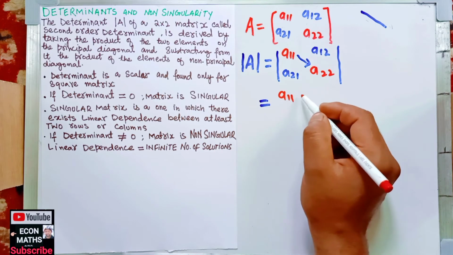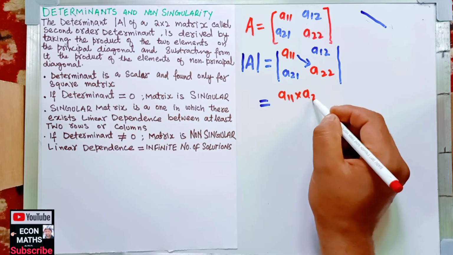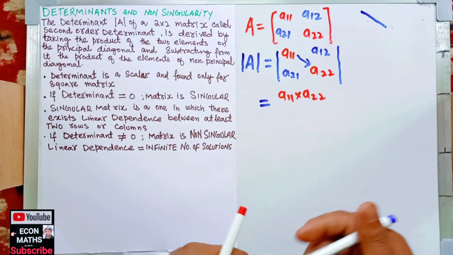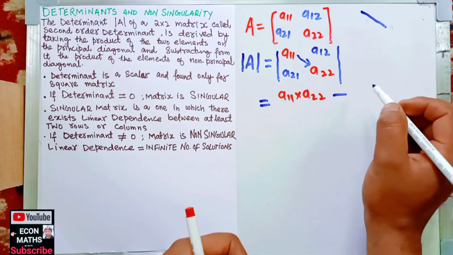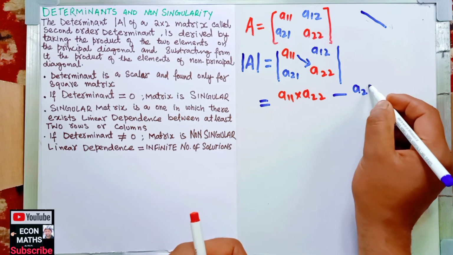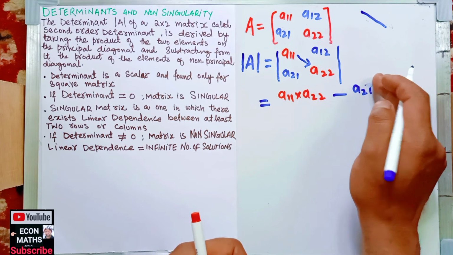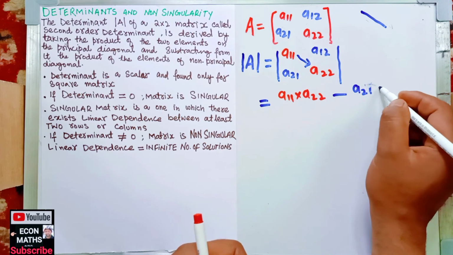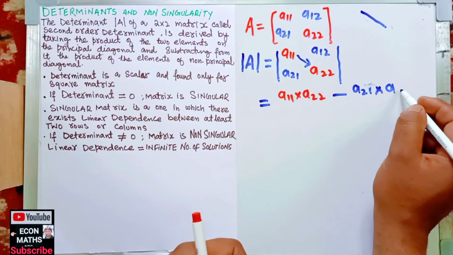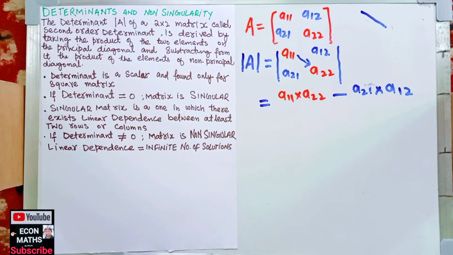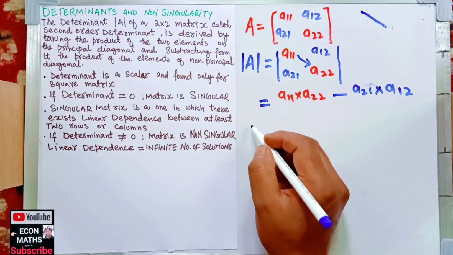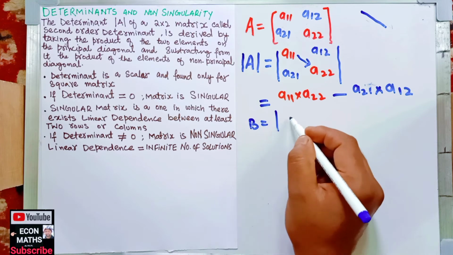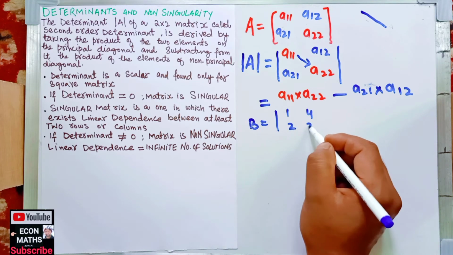a11 times a22 minus a21 multiplied by a12. That is, if I have an example, a matrix of 2 by 2 dimension, let us say I have a matrix B is equal to [1 4; 2 3].